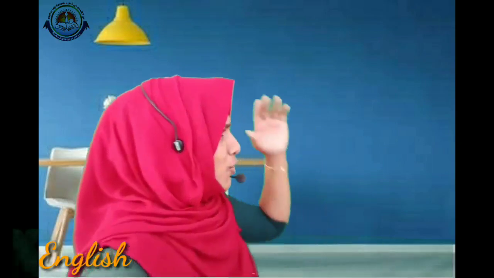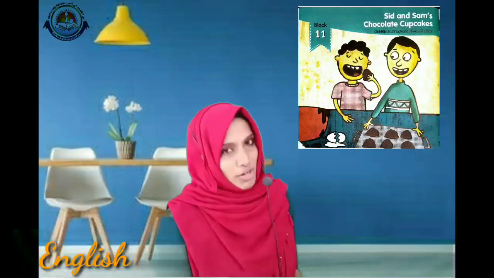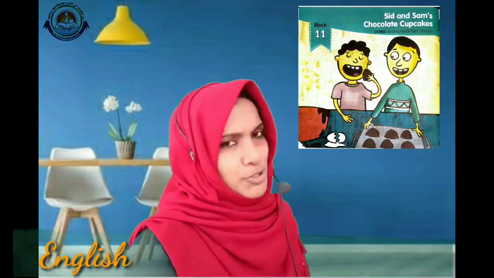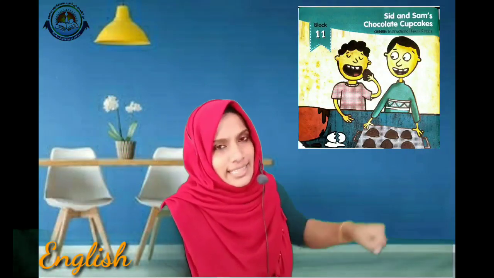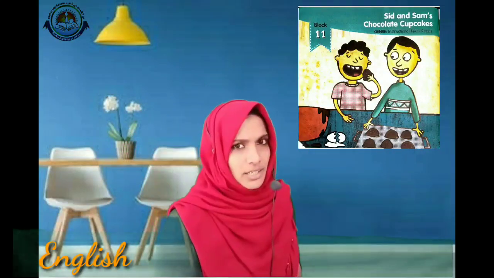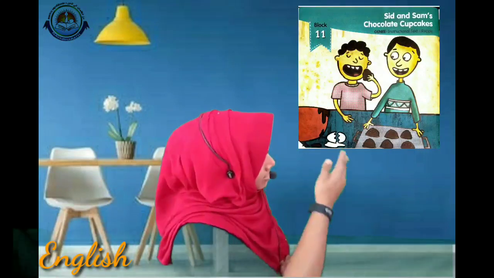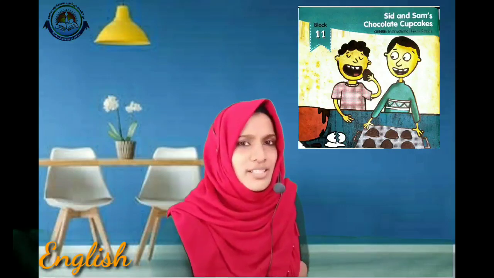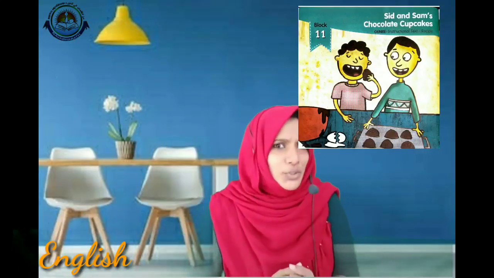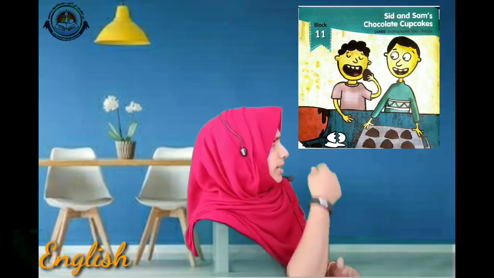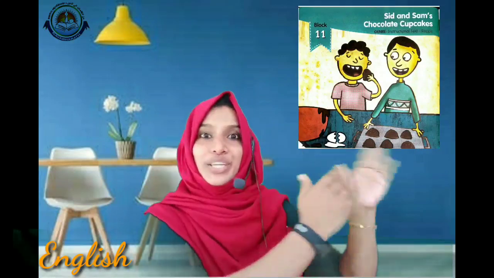So dears, now look at this picture. This is the cover page of our Block Learn. Who is there in this picture? Right, Sam and Sid. And what are they eating? Can you guess? What things can you see on the table? One egg is there. And what is in his hand? You can guess. Is it a chocolate? Okay, so now we are going to read about it.